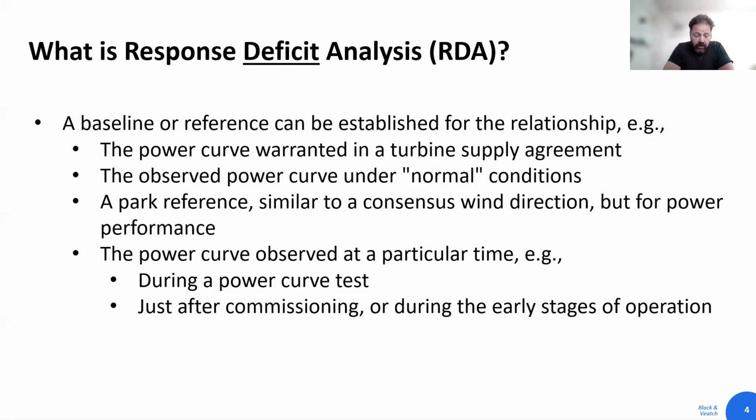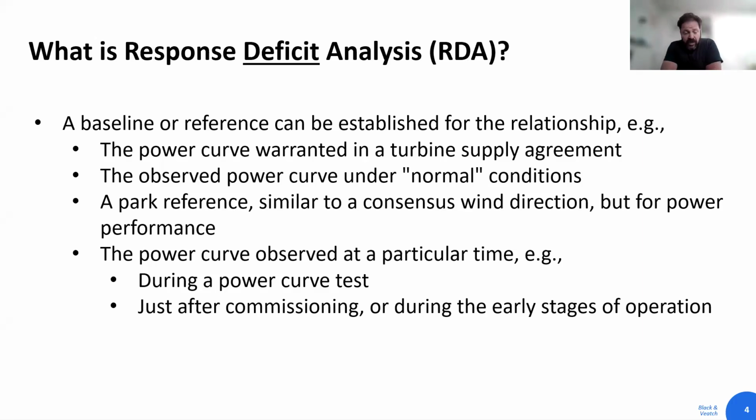That reference, that baseline that you're going to use to look for deviations, could be something like the warranted power curve, or it could be an observed power curve that you observe during what you consider to be normal operational conditions. Or it could be some kind of park reference, like a consensus wind turbine power curve, the average of all turbines in the wind farm, similar to a consensus wind direction. You could use that as a baseline.